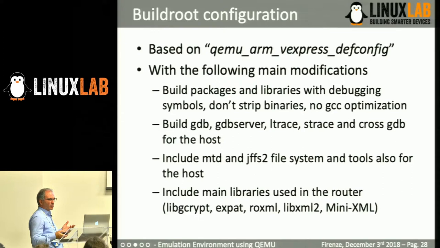We have to build the root file system. We have to configure the Buildroot system. We do a very simple configuration. We start with the VExpress configuration included in the Buildroot system, and we build packages and libraries with debugging symbols. We don't strip binaries, and we don't do any GCC optimization, because we want to run interesting binaries in this emulated environment and be able to put breakpoints on library function calls.